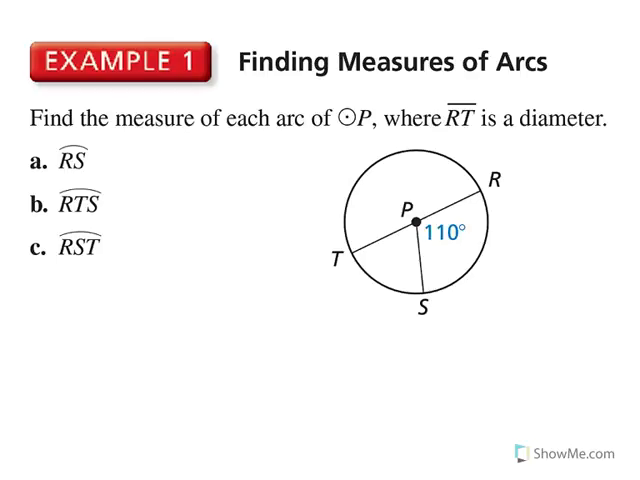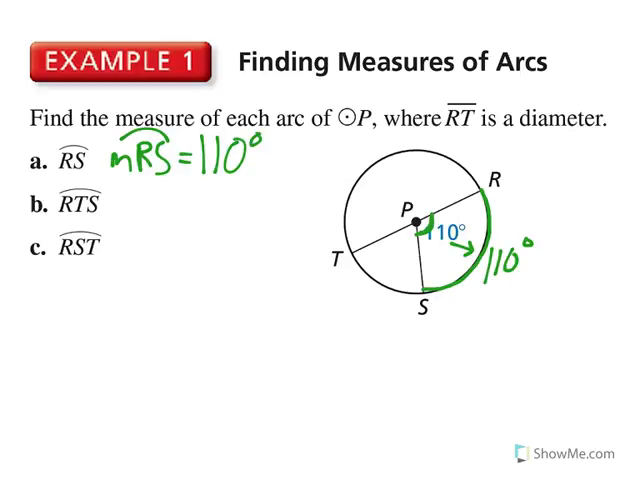As we look at this first example, it just wants us to find the measure of each arc. So RS first. Obviously, since it's only 2 letters, it's going to be a minor arc. If we look at it, RS is right here. We have the central angle of RS, so I can just put that on the outside as well. And so the measure of arc RS is also equal to 110 degrees.